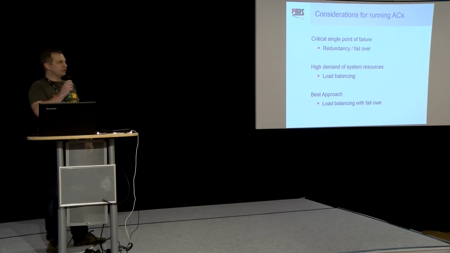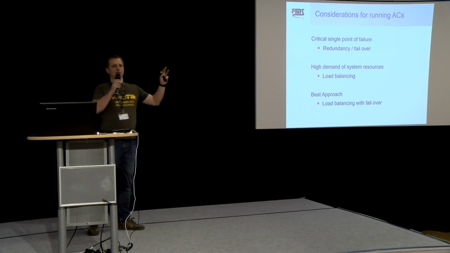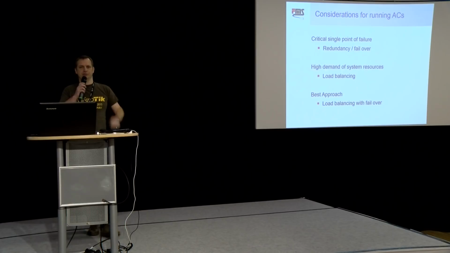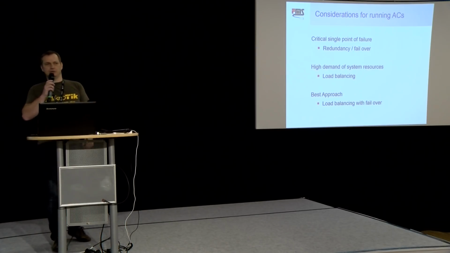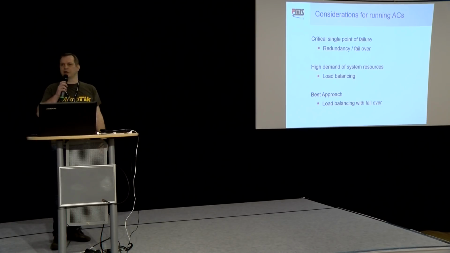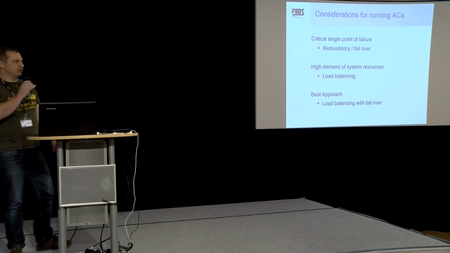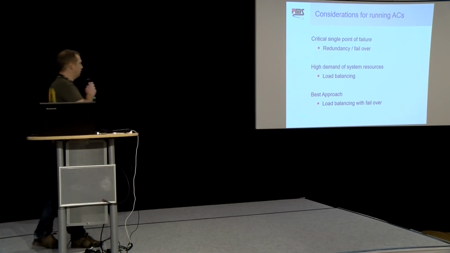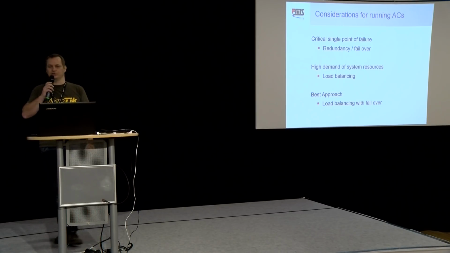So taking these considerations into account, on one hand, we saw it's a critical single point of failure, so we want to have redundancy for this node. It demands a lot of system resources, so it would be quite good to have load balancing so we can scale our network. So the best approach definitely will be to have a combination of load balancing and failover, since this will account for all the considerations we took.